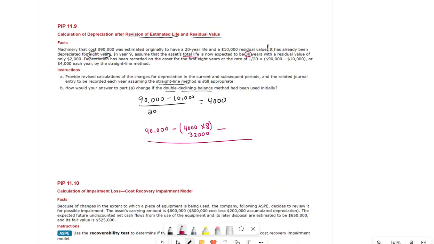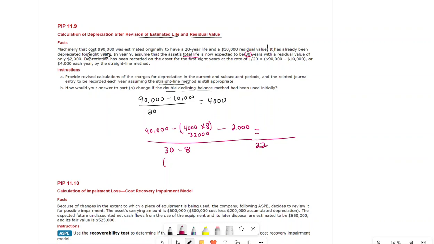So there's a different way of doing it. If I take 30 minus the 8, that will give you 22. And they also said the residual value is now $2,000. So you will depreciate the asset over 22 years. So that's one way of doing it.